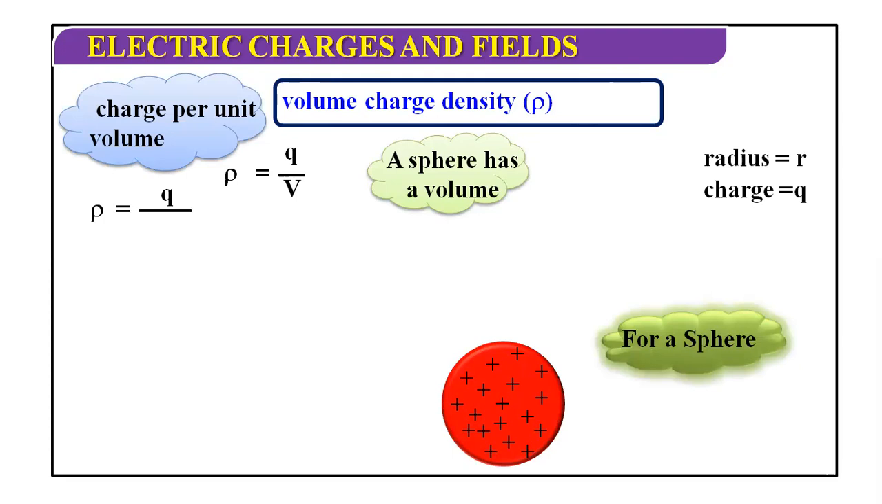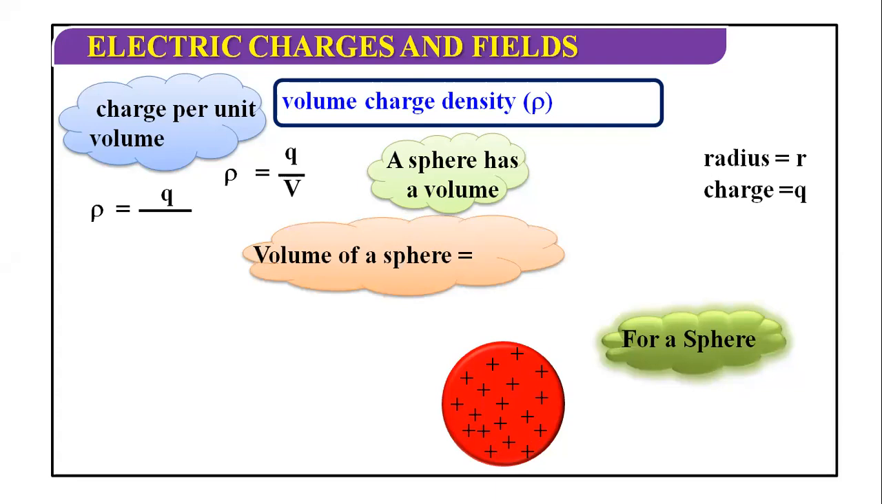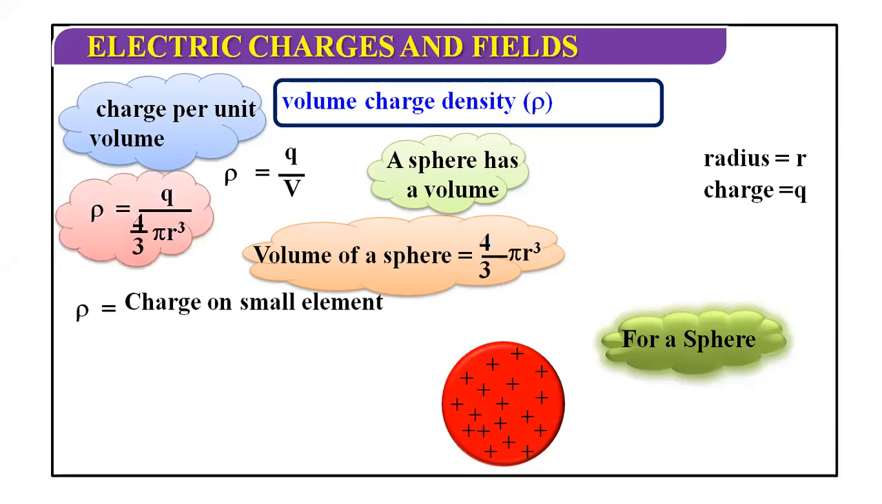this is rho. In the previous case we were taking sigma for area element, rho for volume. So I will write rho is equal to Q upon volume, and volume of the sphere is 4 upon 3 pi r cube. So rho is equal to Q upon 4 by 3 pi r cube. Now in terms of small element, rho is equal to charge on the small element, and what is the small volume element in this case?